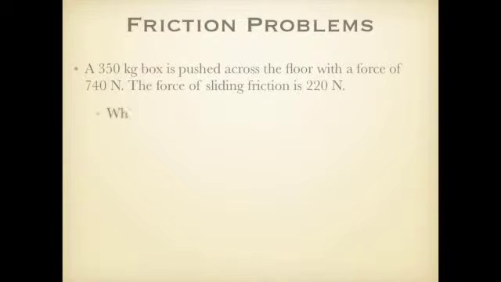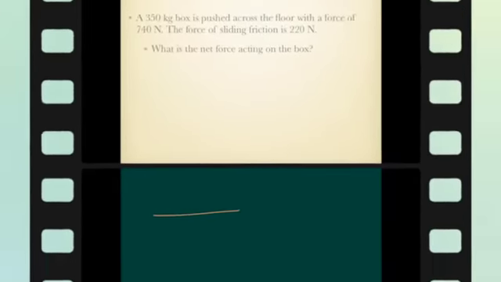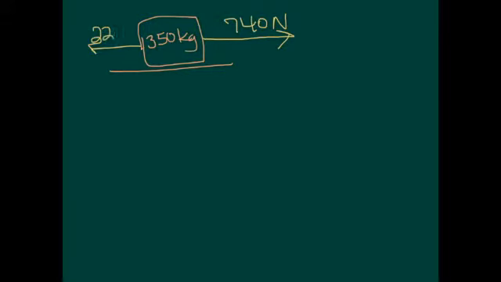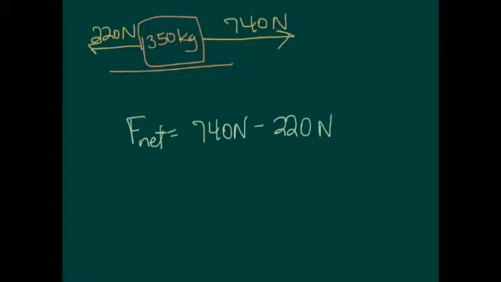And the first question says, what is the net force acting on the box? I recommend that you always start by drawing a diagram. The box has a mass of 350 kilograms, and we're going to push it with a force of 740 newtons. The force of sliding friction is 220 newtons, and that is always opposite the direction of motion. So to find the net force, we add up all the forces acting on it. We have 740 to the right and 220 to the left, so we would subtract those and we get a net force of 520 newtons.